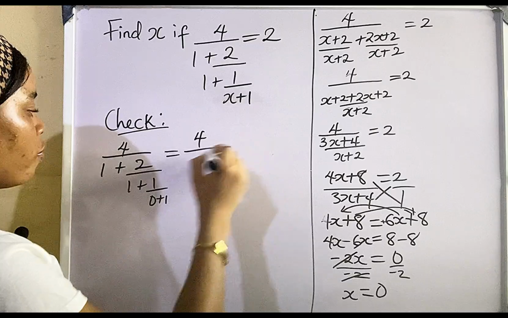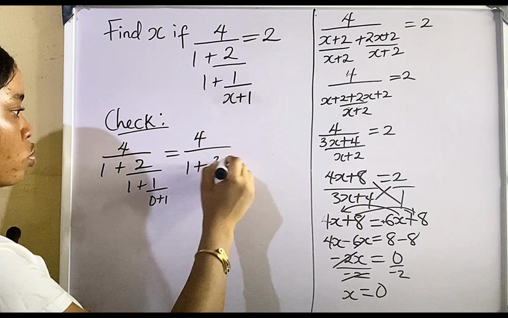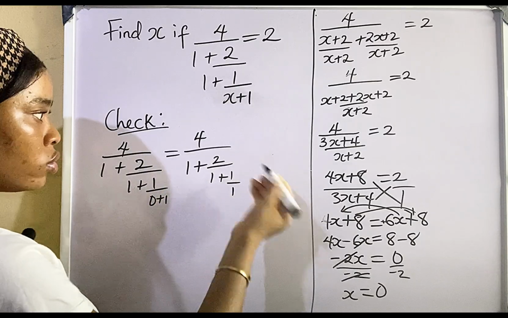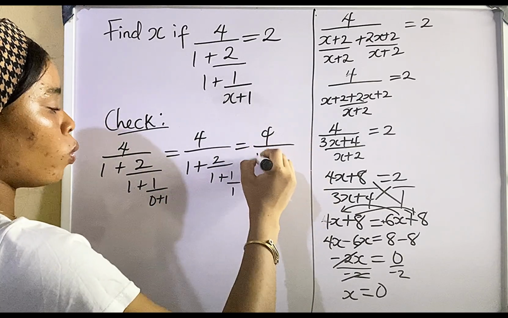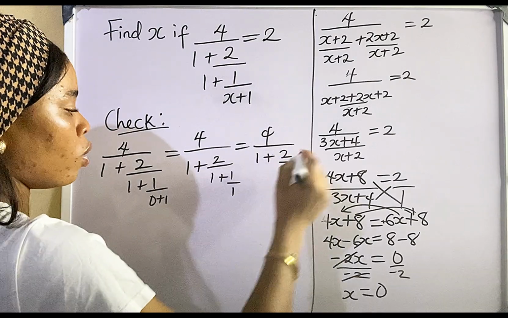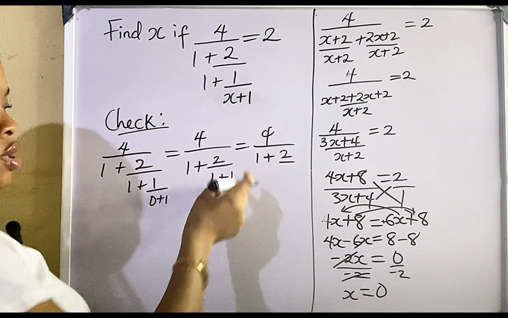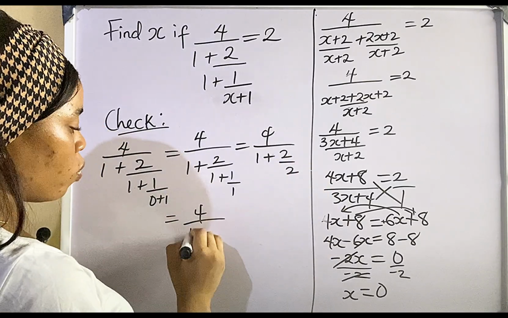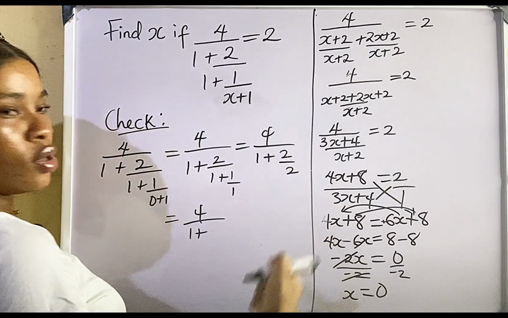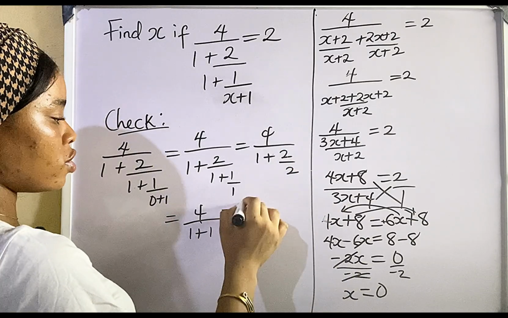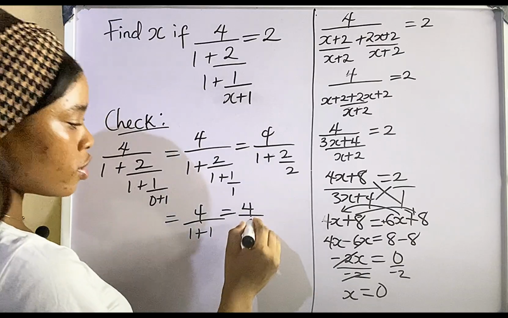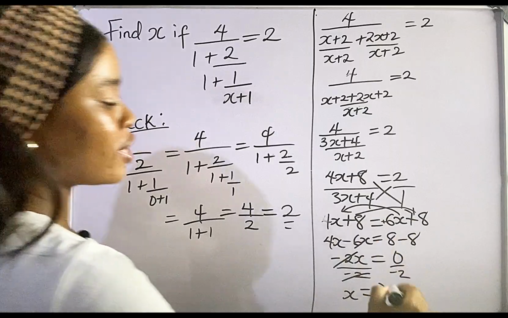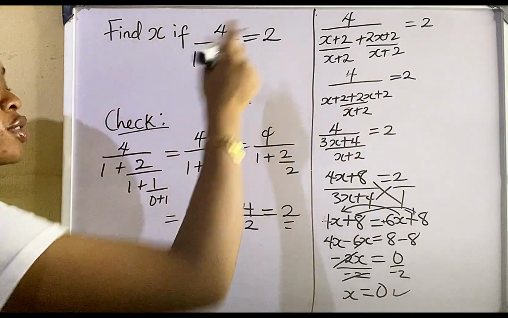So we have 4 over 1 plus 2 over 1 plus 1 over 0 plus 1, that's 1. So which is 4 over 1 plus 2 over 1 divided by 1 is 1, 1 plus 1, that is 2. So this gives us 4 over 1 plus 2 divided by 2 is 1. So that's 1. So this is 4 over 1 plus 1 is 2. And we have that 4 divided by 2 is 2. So you can see that this is the right solution.